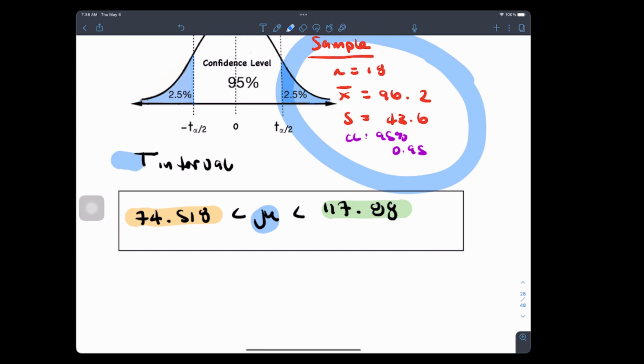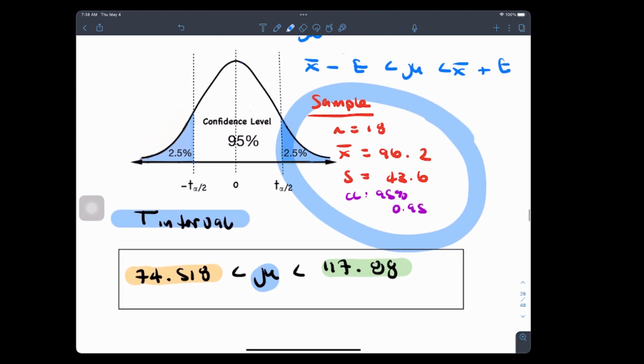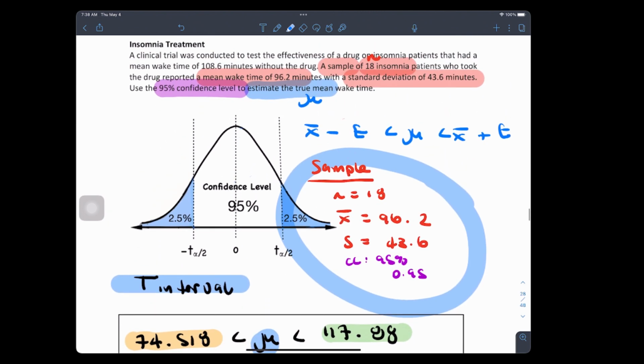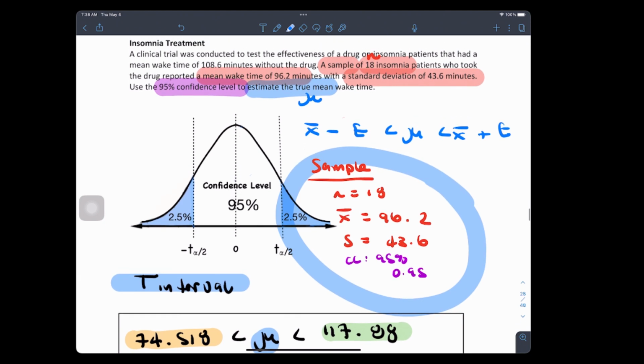There you go. You use T interval. So the true mean wake time is between 74.5 minutes and 117.888 minutes. So I don't know, maybe the drug helped, but that's kind of how you go about doing the data analysis on this, ladies and gentlemen.